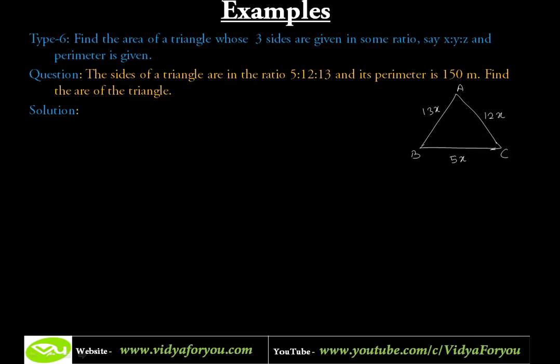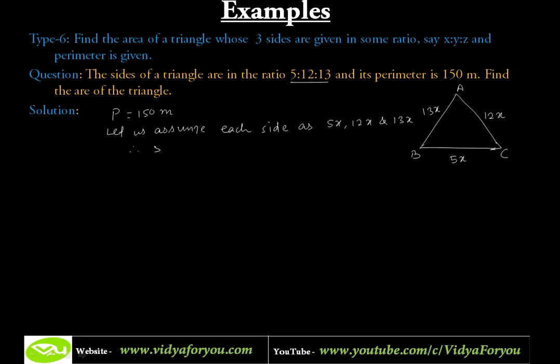Next type is finding the area of a triangle whose three sides are given in some ratio. They will give the sides in some ratio and they will give the perimeter, and they will ask you to find the area of the triangle. How to approach this kind of question? Basically they have given the ratio as 5:12:13 and the perimeter is 150 meter. So let us assume each side as 5x, 12x and 13x.